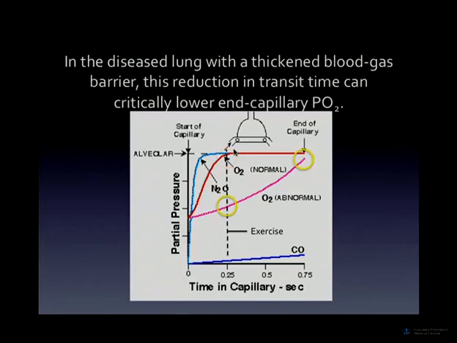The diseased lung can be a very different case. If we're starting out on this lower trajectory here, and at rest it takes you almost the whole time in the capillary to get your capillary PO2 up to near alveolar PO2. Shortening that time can dramatically reduce your PO2. And that's one of the explanations why people with thickened alveolar capillary membrane, such as in pulmonary fibrosis, desaturate pretty severely with exercise.